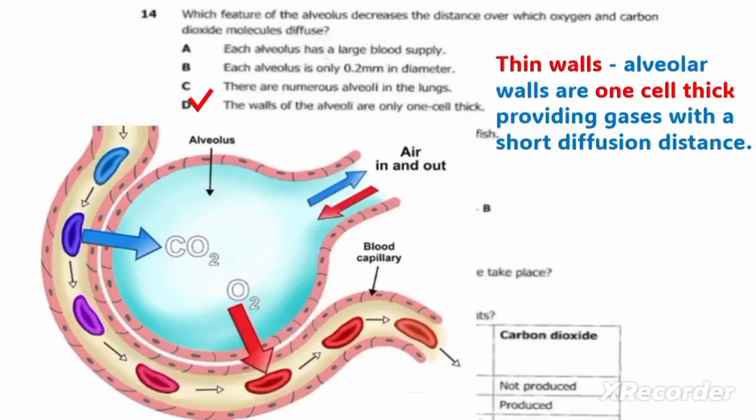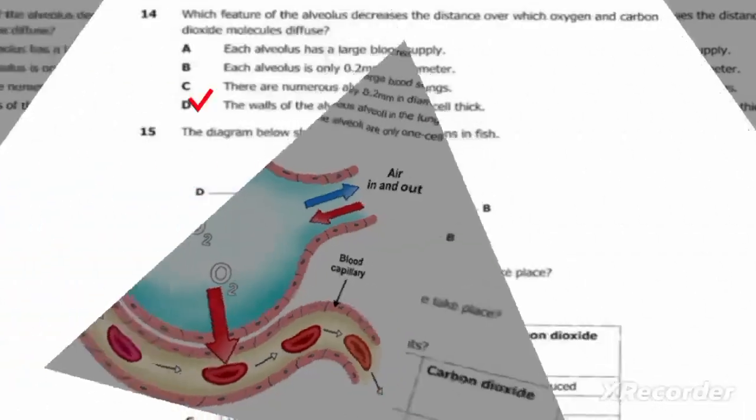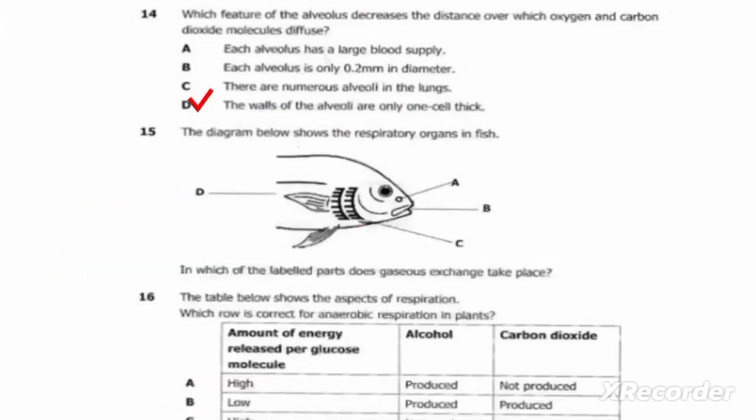Our correct answer is D. We shift to the next question, which is question 15. The question reads, the diagram below shows the respiratory organs in fish. In which of the labeled parts does gaseous exchange take place?